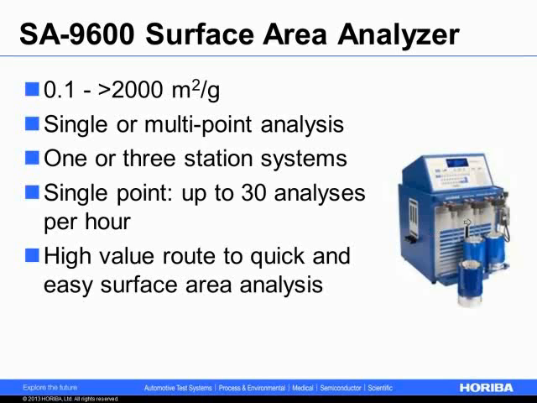You could get it in a single station variety where it just has one measurement at a time possible, or a triple station variety. And in single point mode you can get up to 30 analyses per hour, which is very fast. And it's a very preferred option for quick and easy surface area analysis. So again, in a production environment where the material is not changing, this is the easiest way to measure surface area. And the reason we bring it up in this webinar, there's not too many customers we know of who are measuring surface area of Trona, but that's really what the interesting part is.